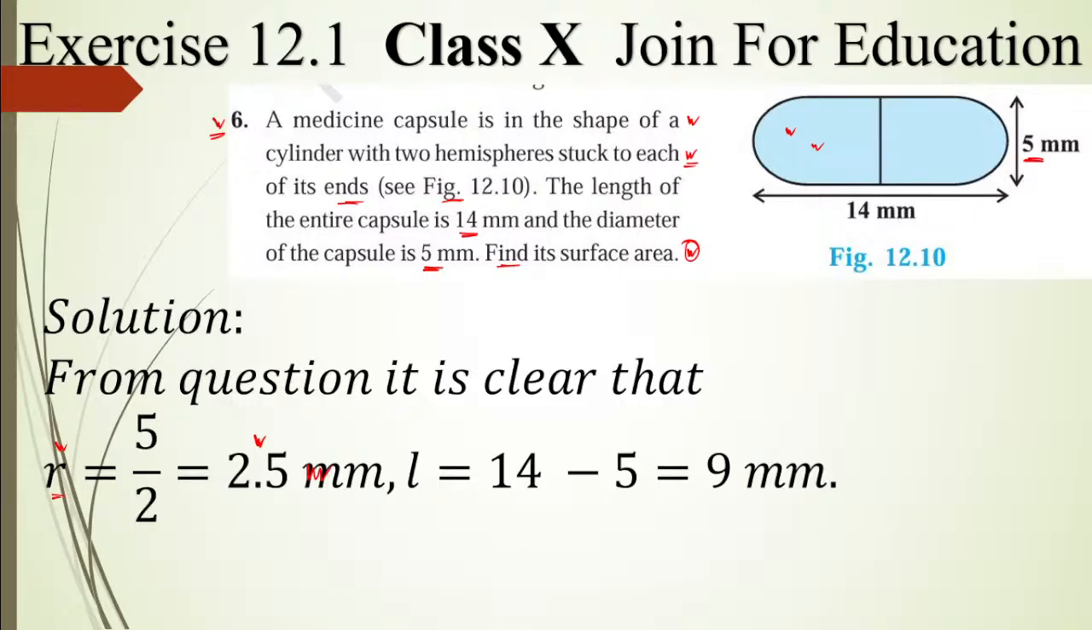And here L equal to, L will be 14. Total length is the 14, and we subtract this part. So this part will be 2.5, and this part also will be 2.5. So we subtract 2.5 plus 2.5 equal to 5. So 14 minus 5 equal to 9. So hope that there is no problem to understand up to this step.